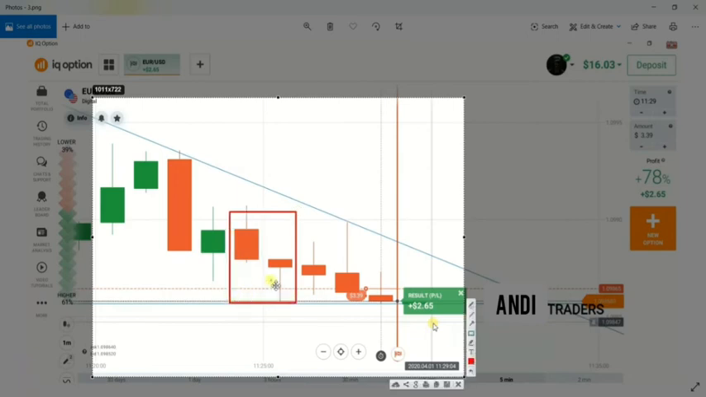Okay, so what is the new low? You can see this candle, the lower price is here, right?